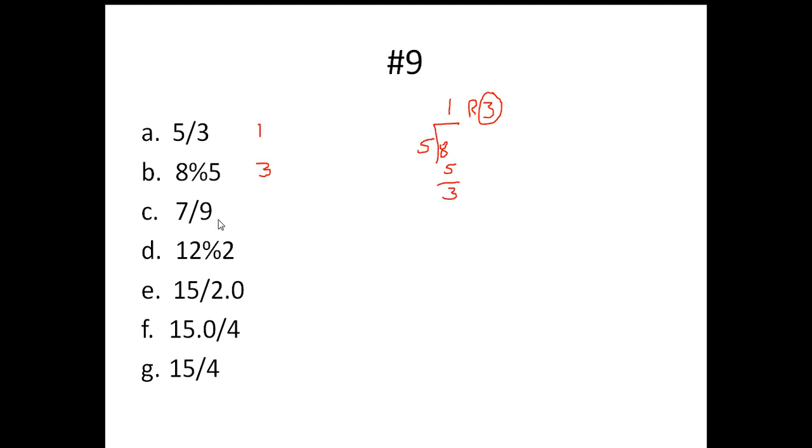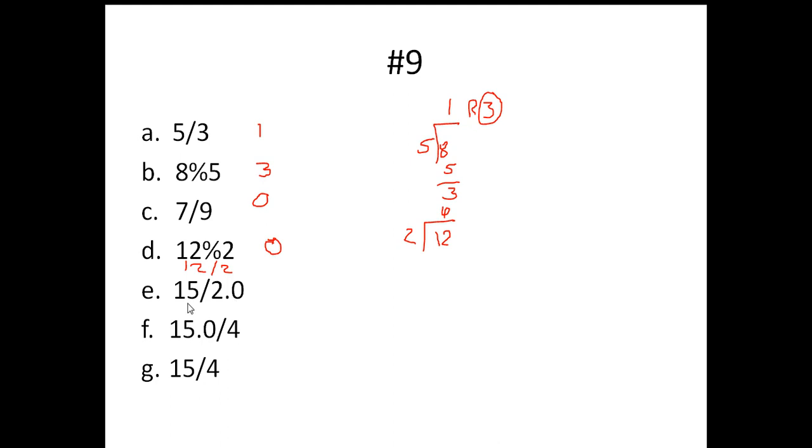7 and 9. There are two ints. The answer has to be an int. 9 goes into 7 zero times. Then D, 12 modulus 2. So 12 divided by 2. We're looking for the remainder of the division problem. You go in the same order, 12 divided by 2, and then find its remainder, not its quotient. 2 goes into 12 6 times and has nothing left over, no remainder.